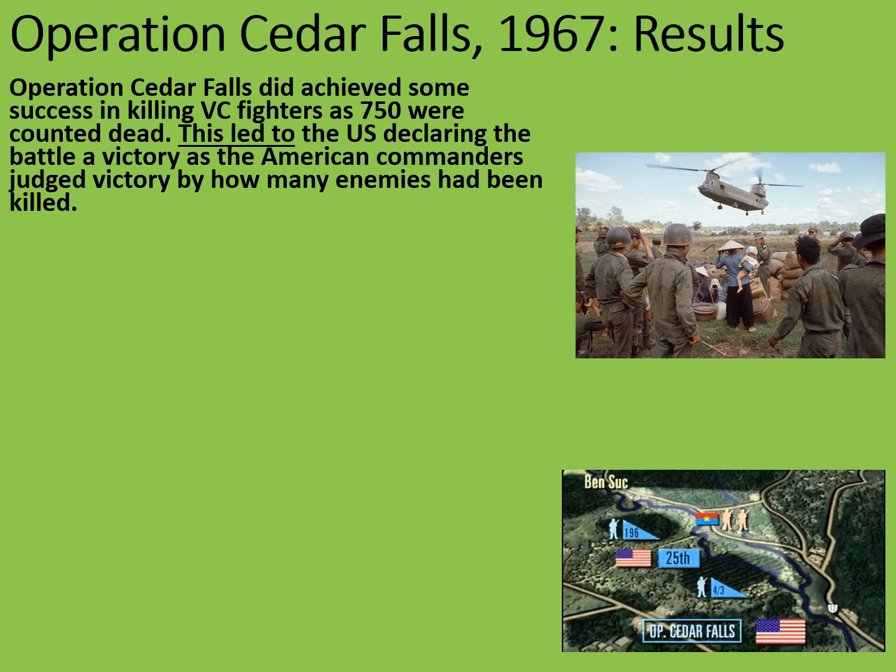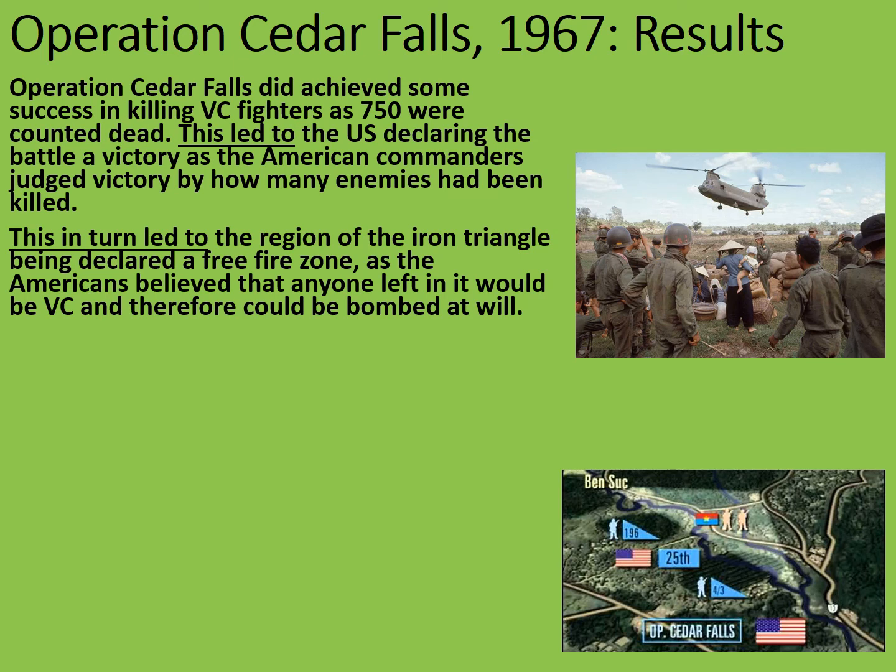Operation Cedar Falls did achieve some success in killing VC fighters, as 750 were counted dead. This led to, notice I've underlined that as it's a connecting phrase, this led to the US declaring the Battle of Victory, as the American commanders judged victory by how many enemies had been killed. Another connecting phrase underlined here. This in turn led to the region in the Iron Triangle being declared a free fire zone, as the Americans believed that anyone left in it would be Viet Cong and therefore could be bombed at will.